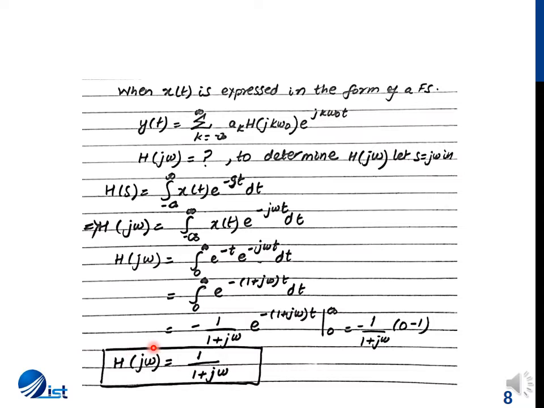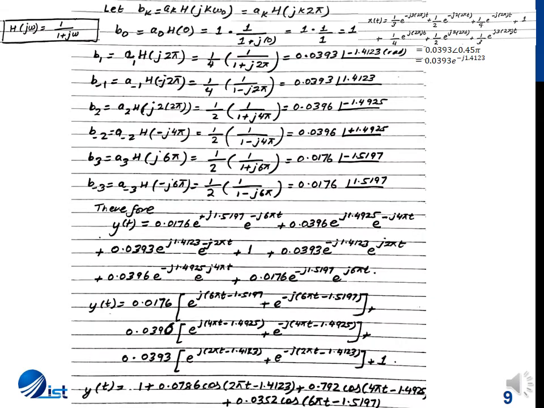Now this is the expression for the frequency response of the system given to us, and we'll have to evaluate this frequency response at each of the frequencies of the input to determine the output through this equation. Let us denote the product A of k into H(jkω₀) as B of k, or we can say that B of k are the Fourier series coefficients for y(t). H(jkω₀) is going to be evaluated for each of the frequency terms in the input.